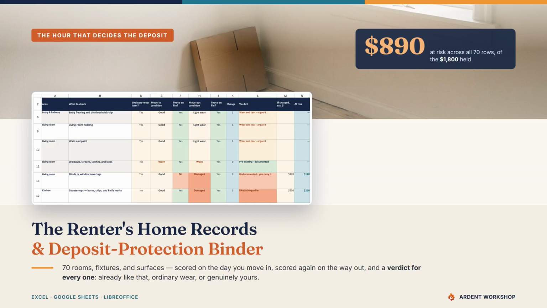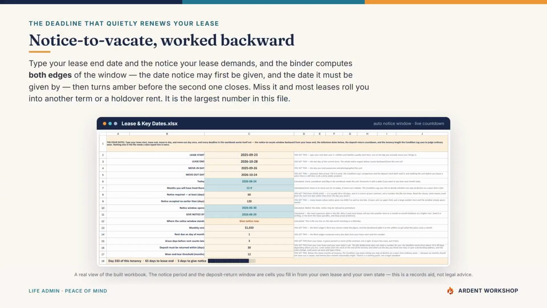One of them has a dated photograph of that carpet from the day the keys changed hands. That person is describing a fact. The other one is offering a recollection. This binder puts you on the right side of that difference.